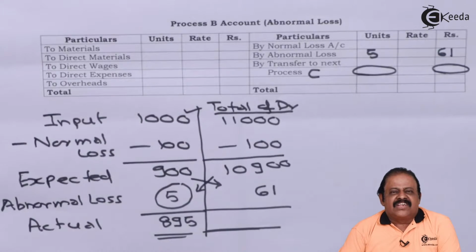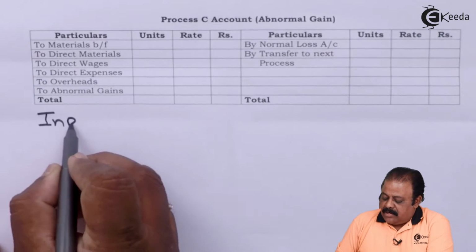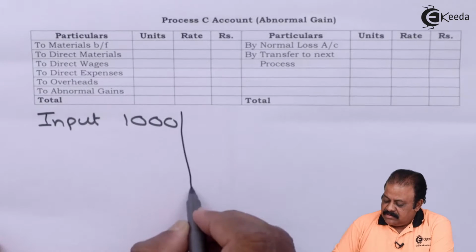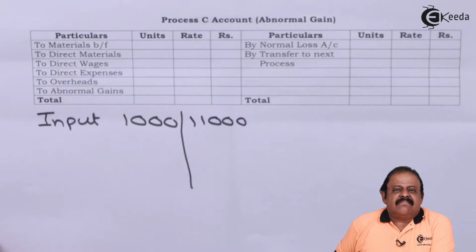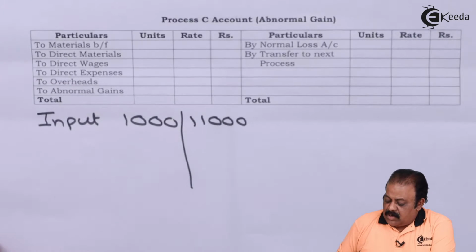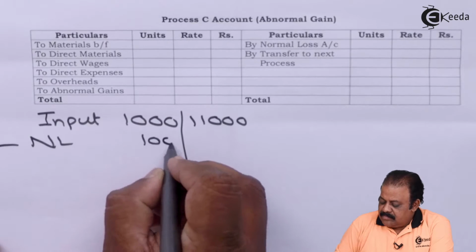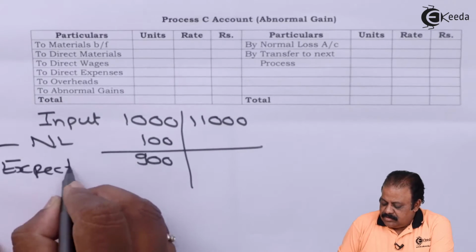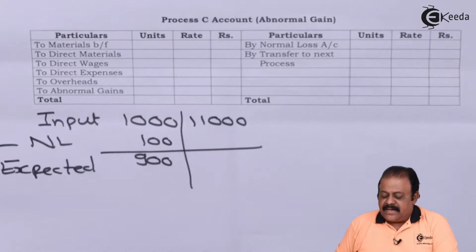Now one more variation is there, that is of abnormal gain. To understand abnormal gain, we will continue with our same example. Input is 1000 units. Its value debit, all expenses 11,000 minus normal loss 100 units. So what is the expected value here? Expected value is 900 units.